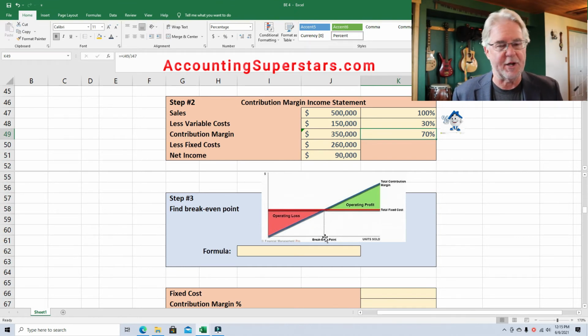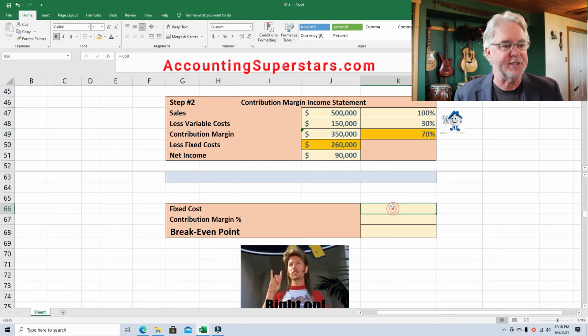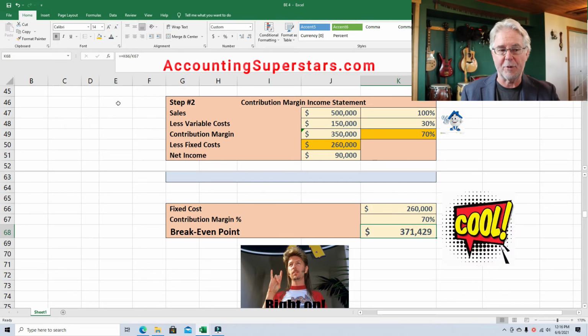And the formula to figure out the break-even point is really easy. Here's what you do. It's fixed costs divided by contribution margin percentage. In other words, here's your fixed costs right there, and we're going to divide it by that contribution margin percentage. Our fixed costs, 260,000, just bring it on down. Contribution margin percentage, 70%, let's bring it on down. And the break-even point, all we have to do is divide. That's it, 260,000 divided by 70%. Boom, you're done. That's the break-even point.